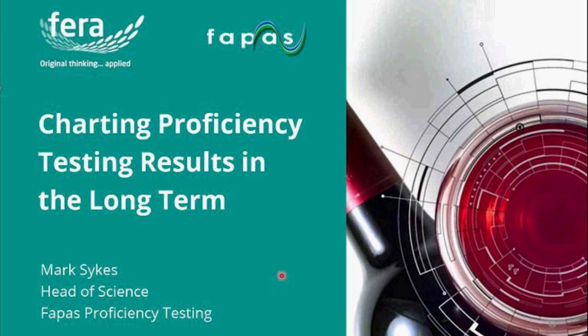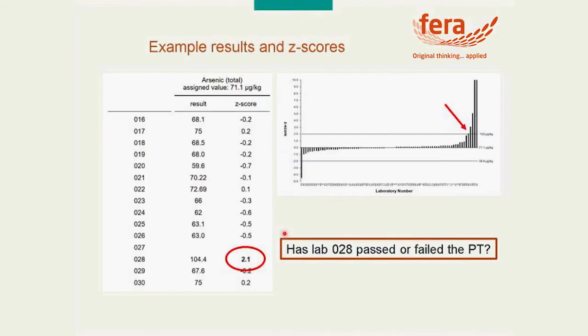This presentation is about charting proficiency test results in the long term. Why should we want to do this? Let's have a look at an example result from a laboratory, lab number 28 in a FAPAS proficiency test.